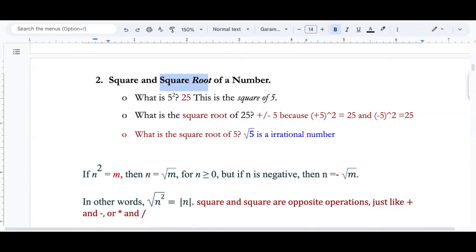What is the square root of 25? That's 5, because the square root of 25 is the square root of 5 squared, and square root undoes square, so that becomes 5. Or we can think 5 squared is 25. Oh, actually positive or negative 5, because negative 5 squared is also positive 25. So what is the square root of 5? The square root of 5 is an irrational number, all right? Which means something squared to be 5.